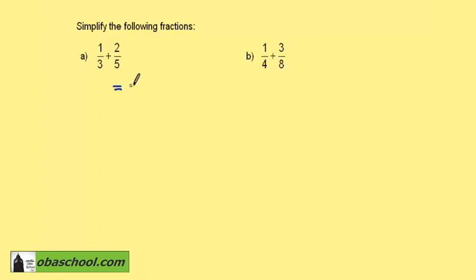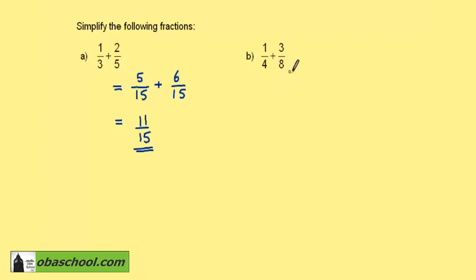The lowest common multiple for 3 and 5 is 15. So we're going to express both of our fractions as fractions over 15. 3 times 5 is 15, so 1 times 5 is 5. 5 times 3 is 15, 2 times 3 is 6. Now we have the same denominator, so we can just add, getting 11/15.